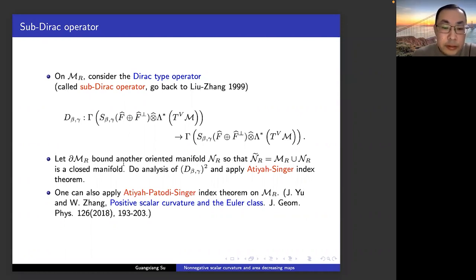Then we can do analysis of the square and apply the Atiyah-Singer index theorem to prove it. In Zhang's paper, it is proved in this way. On the other hand, one can also apply a relative Atiyah-Singer index theorem on M_R directly. This method appeared in Yu Zhang's paper. This paper used a relative index theorem. So we just recall the method in the proof of Zhang's paper.